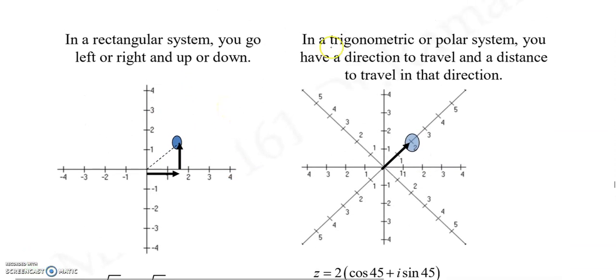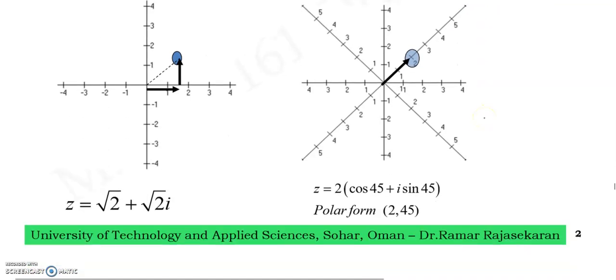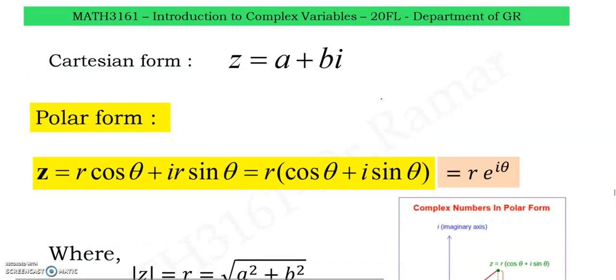Now similarly, when we plot a point in the polar system, what we do, you have a direction to travel and a distance to travel in the direction. For example, we need distance and angle. See here, angle and distance. Now see, z equal to a plus bi is nothing but the Cartesian form of the complex number. Now how to write the polar form?